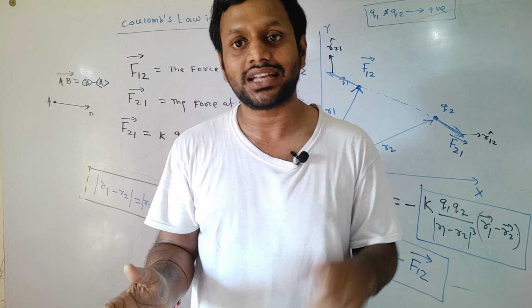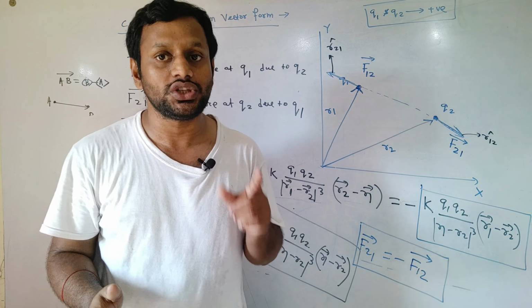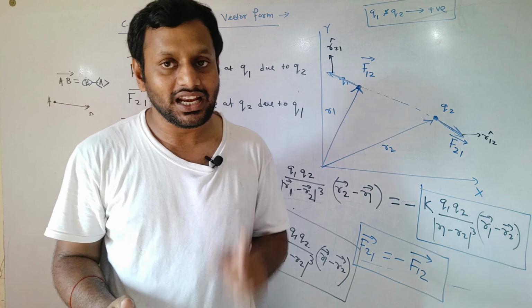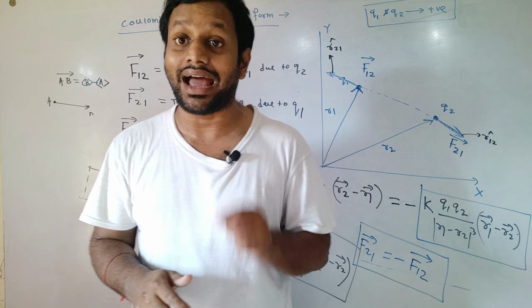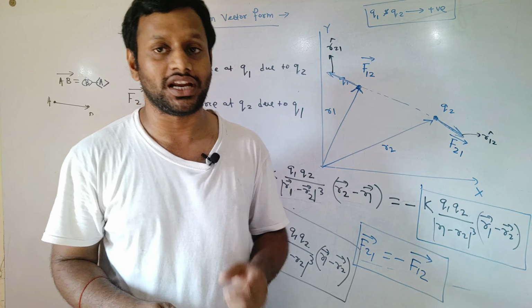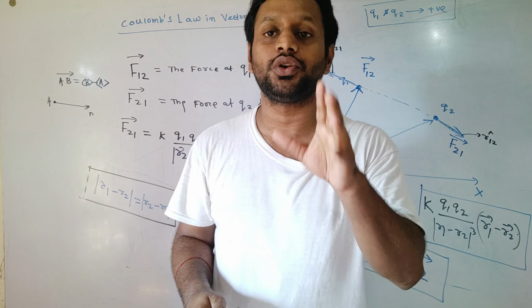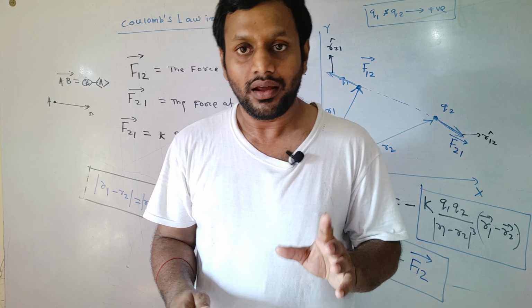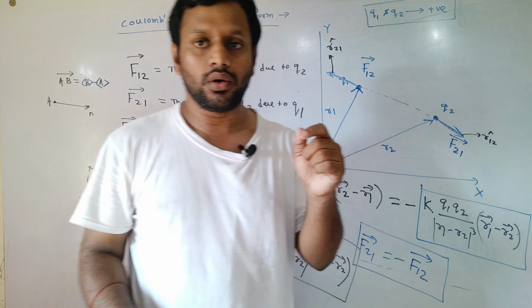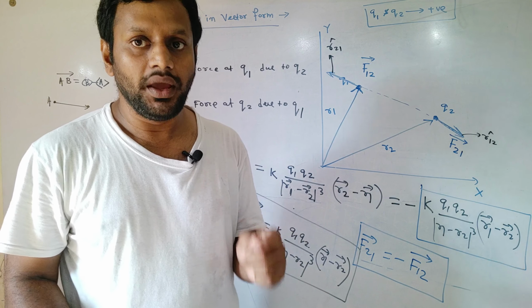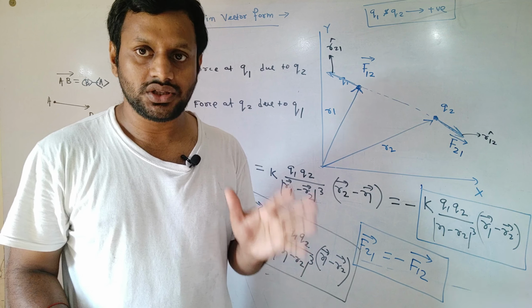So the force of attraction and the force of repulsion between two charged bodies is directly proportional to the magnitude of the charges and inversely proportional to the square of the distance between them, acting along the line joining the two charges. That acting along the line joining the two charges is very, very important. With this I can conclude that Coulomb's law obeys Newton's third law.